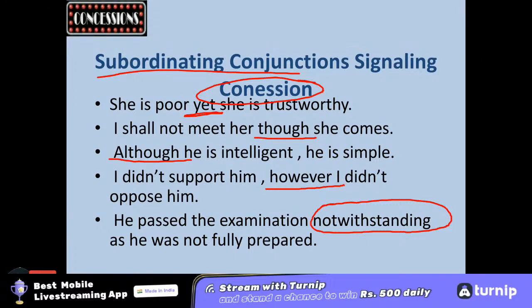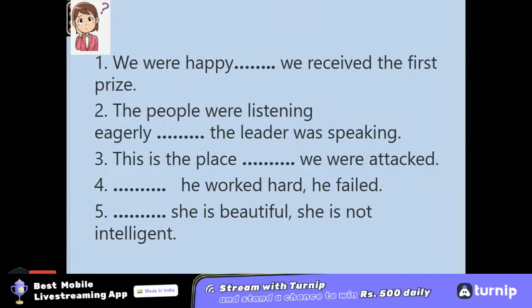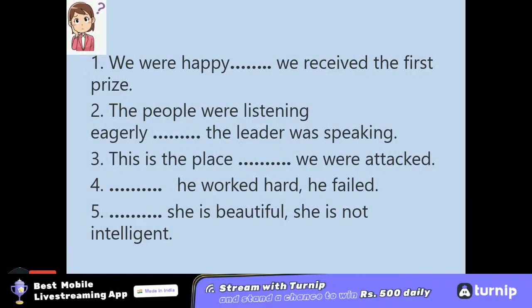Now we will be discussing the exercise, in which condition, in which question you need to use what. So now you need to buckle up and your answers are quite important. So participate fast and let us know the answer. The first one. We were happy dash we received the first prize. So it is about talking about the time. उस टाइम की बात है, हम बहुत हैप्पी थे जब हमें फर्स्ट प्राइज मिला. So which word?